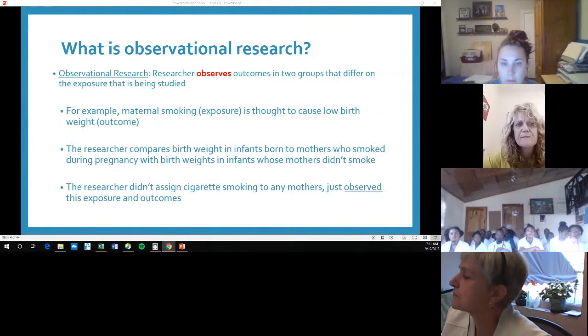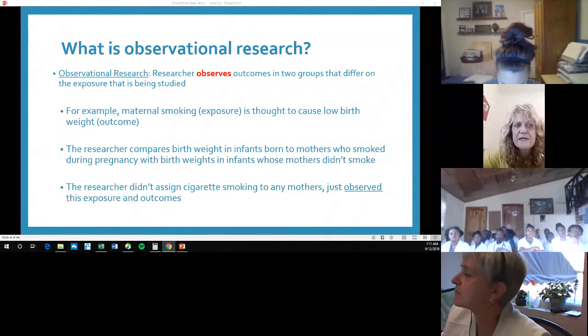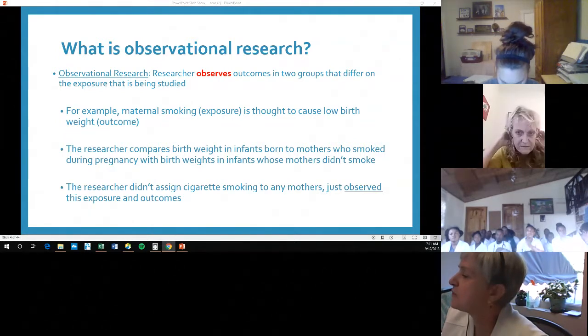The researcher compares birth weights in infants born to mothers who smoke during pregnancy and birth weights in infants born to mothers who didn't smoke during pregnancy. Le chercheur va comparer le poids à la naissance des bébés dont la mère fumait pendant la grossesse avec celui des bébés dont la mère ne fumait pas pendant la grossesse.